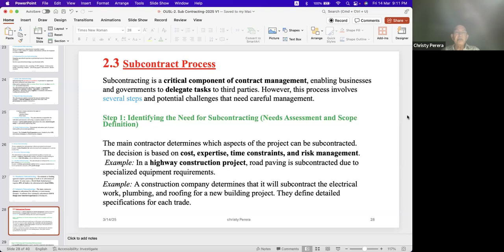They define detailed specifications for each trade. They can go for a few subcontractors for plumbing or, as I told you all, the drainage system or roofing. Maybe that contracting company can't do those things. They are not experts on that subject.